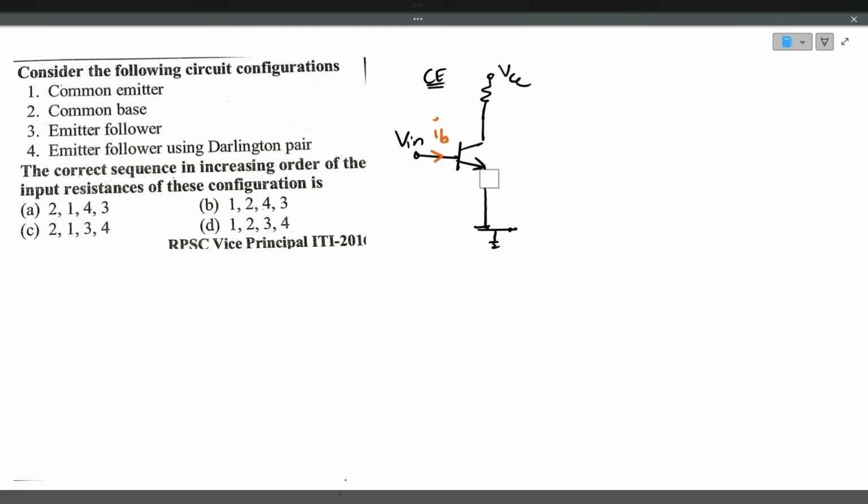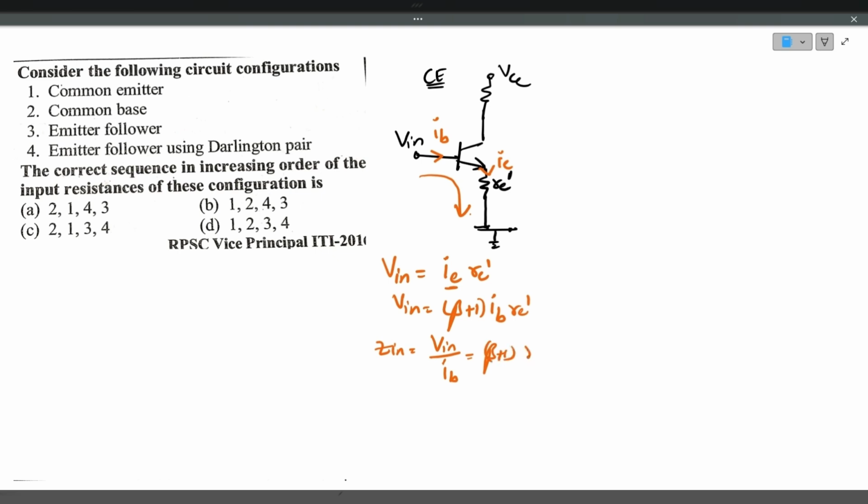If you come here, there will be a small emitter model resistance. I have already told you just before. This resistance is emitter model resistance, which is inevitable. So IE is the current flowing through it. If you apply Kirchhoff voltage law here, V input is equal to IE RE dash. This IE can be written as (beta plus 1) IB, so V input is equal to (beta plus 1) IB RE dash. Now the input impedance is input voltage divided by input current, that is base current, which is equal to (beta plus 1) RE dash. So this is the input impedance of the common emitter amplifier.